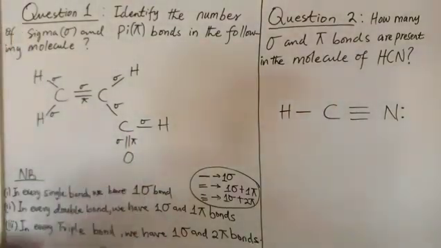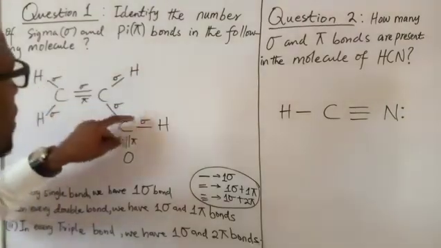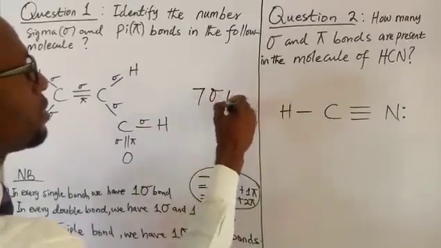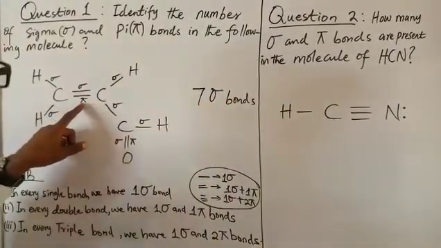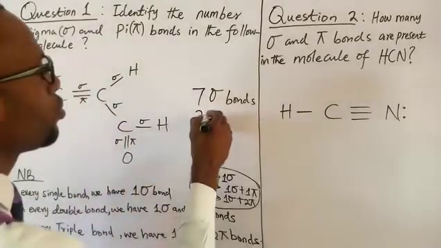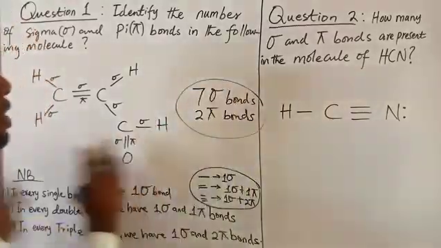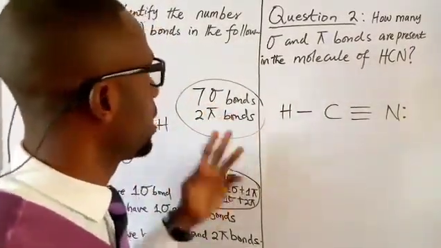So when we take our count, we discover that sigma is 1, 2, 3, 4, 5, 6, 7. So in this molecule, we have 7 sigma bonds, okay? And pi bonds are 1 and 2, and we have 2 pi bonds. Beautiful, 2 pi bonds for this. So the total of 9 bonds, where we have 7 sigma bonds and 2 pi bonds.